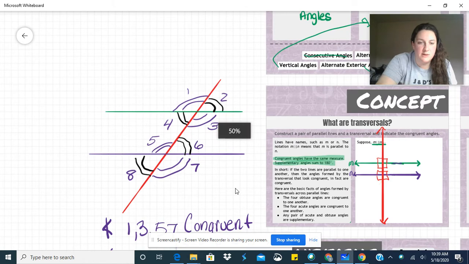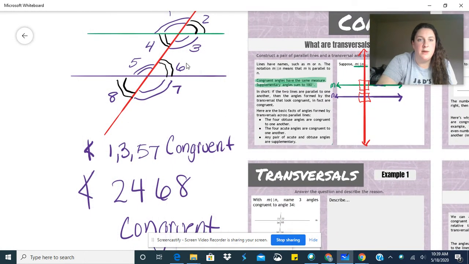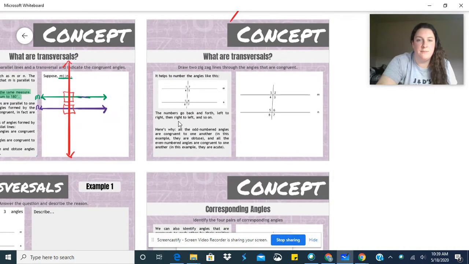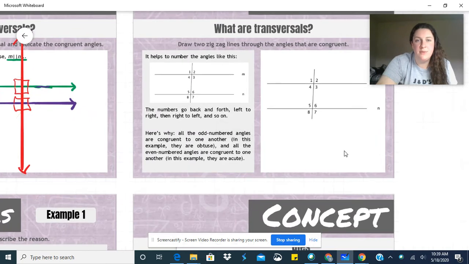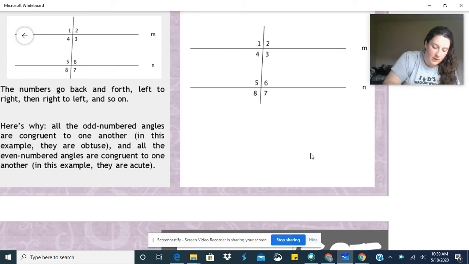So as I zoom out so you can see the whole thing, you can see that angles 1, 3, 5, 7 are congruent. Angles 2, 4, 6, 8 are congruent. It means they are the same. Okay? So when you look here, that is what we just talked about, right? So what they want you to do is draw a zigzag line through the angles that are congruent.